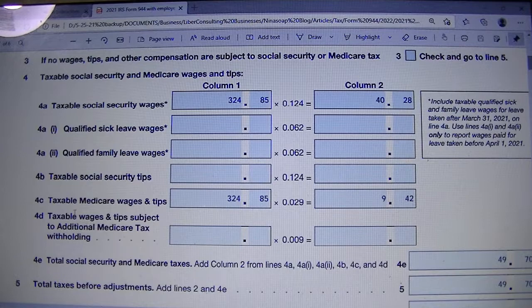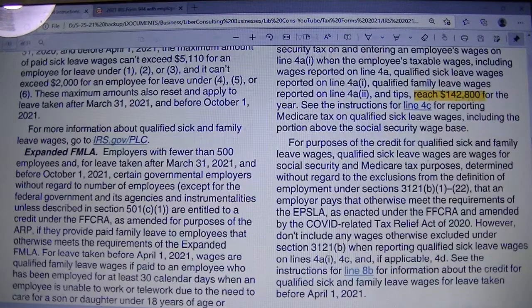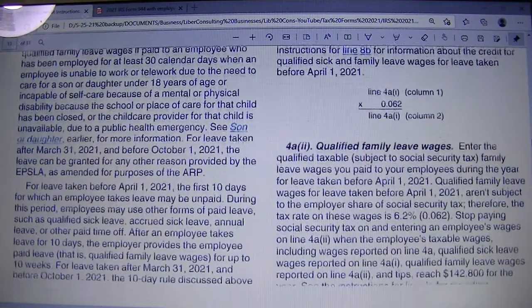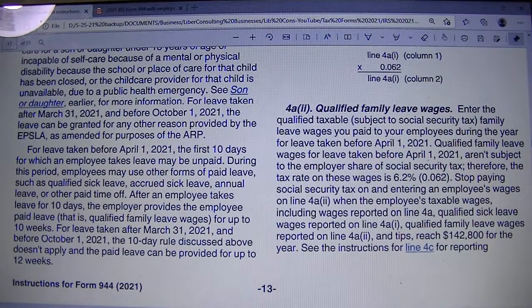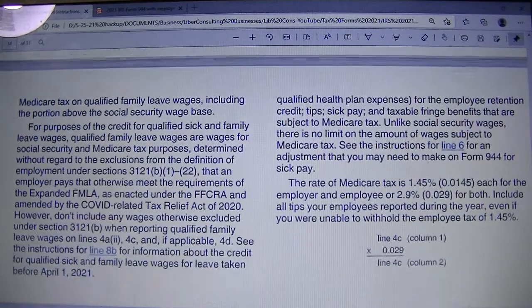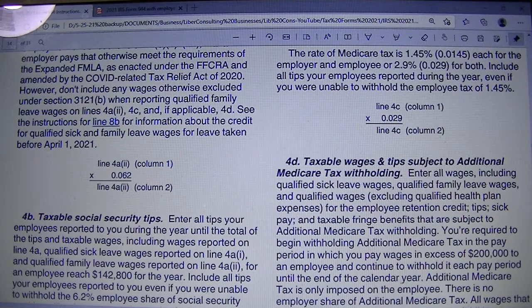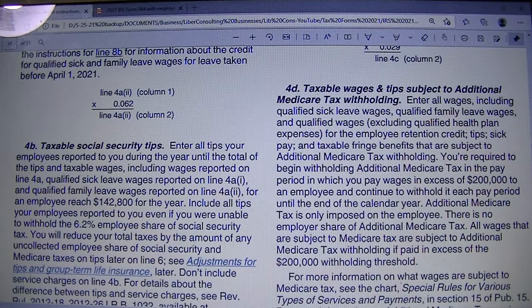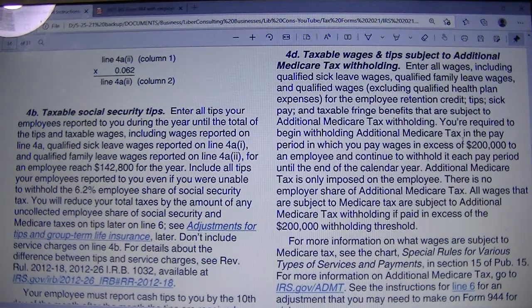So there is taxable wages and tips subject to additional Medicaid tax withholding. It may not be applicable to you if your business is new, but if you think your business might fall under those categories, you can read the instructions. You just have to scroll to the Medicaid portion of it to see what the additional Medicaid tax is. So additional Medicaid tax in the pay period in which you pay wages in excess of $200,000 to an employee.